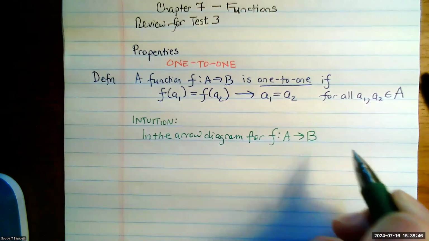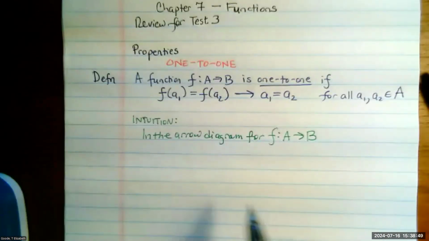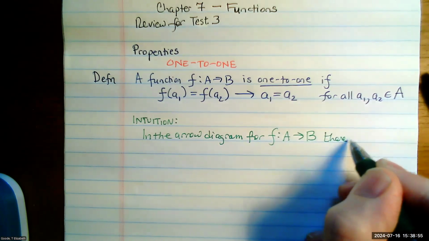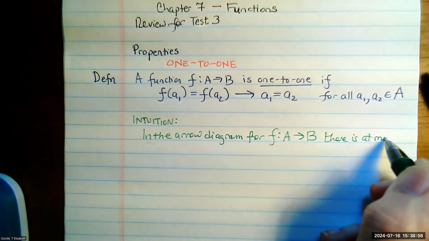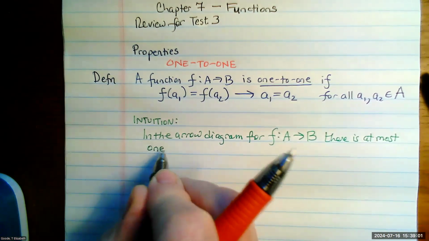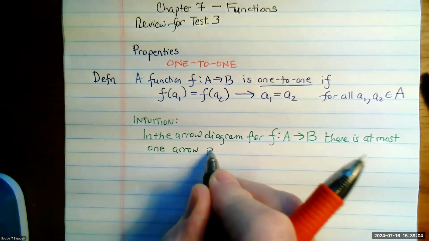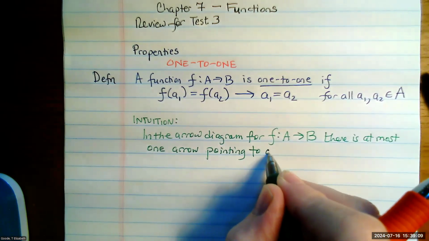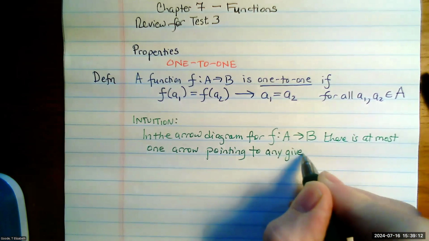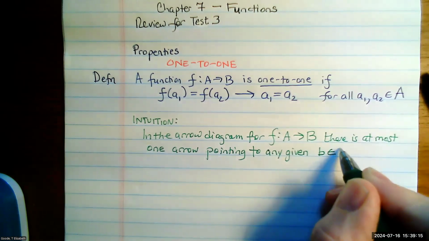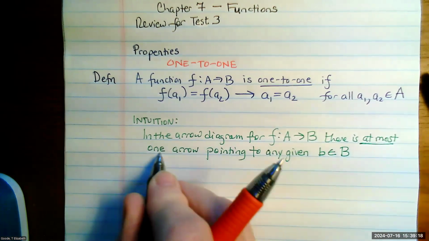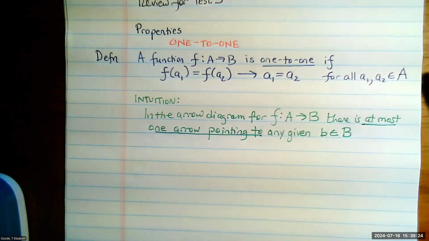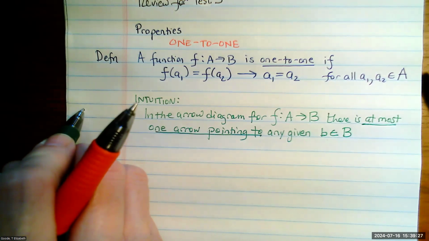And do you understand arrow diagrams okay? Yes, ma'am. Great. In the arrow diagram for f from A to B, there is at most one arrow pointing to any given element little b in the codomain B. So at most one arrow pointing to a b. Okay, and now this is the picture intuition.